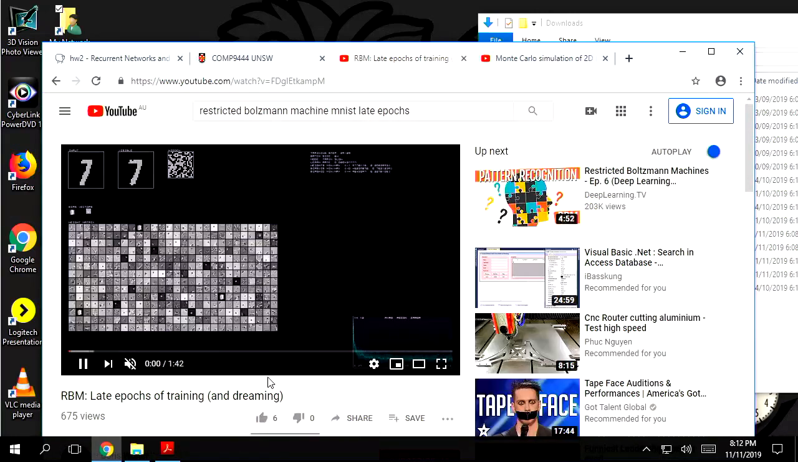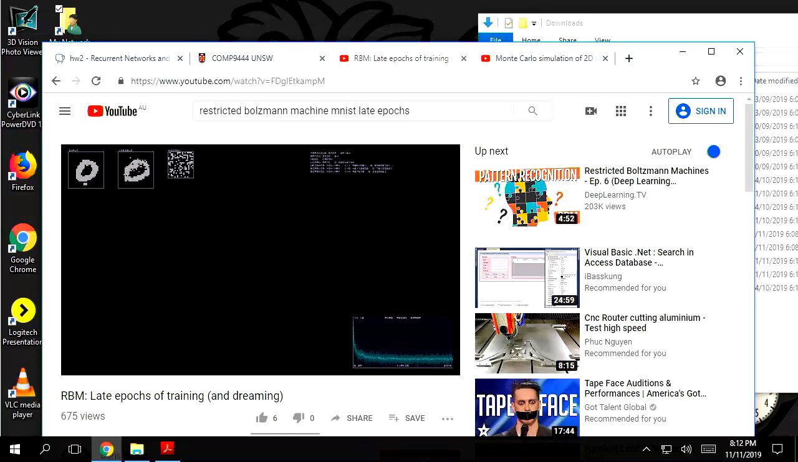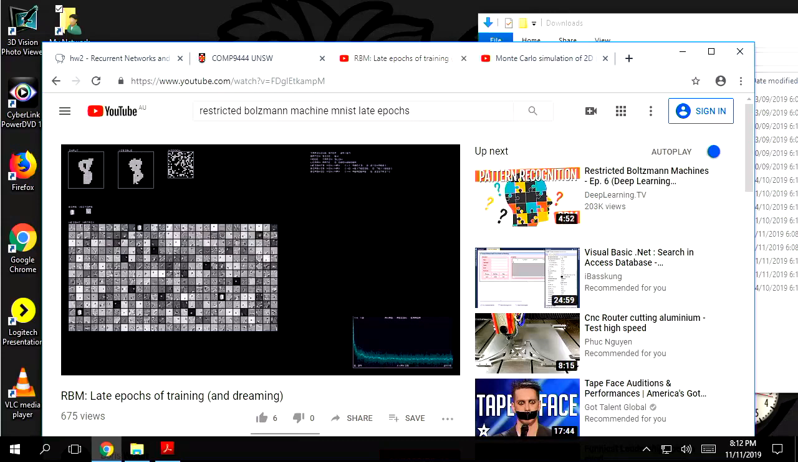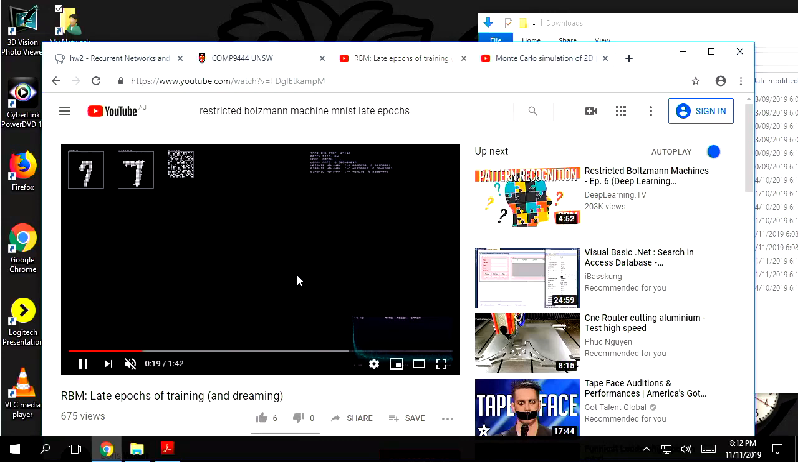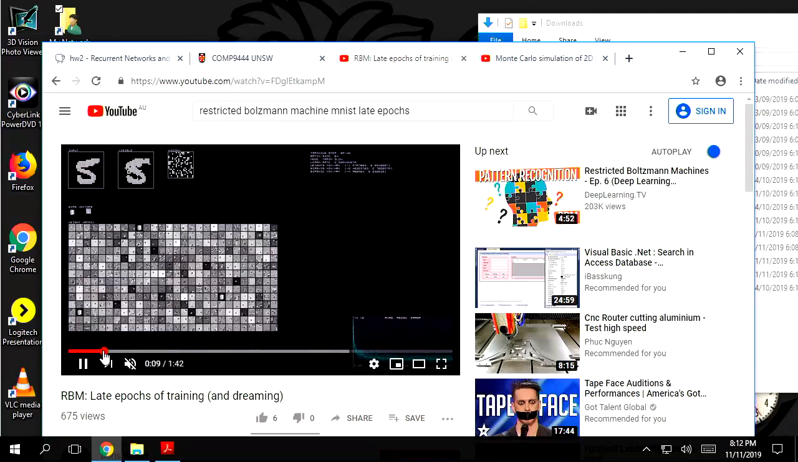So this is the same run but further along. You can see, because it's trained for quite a while, these reconstructed images are better, and you can see that they're close. I think this is probably the quick contrastive divergence. So they're quite similar to the original image, right?